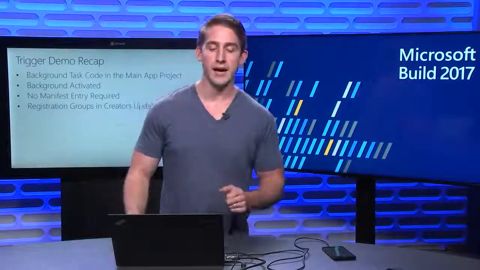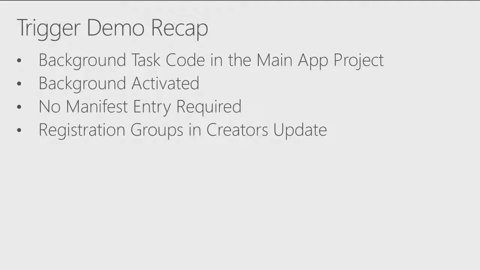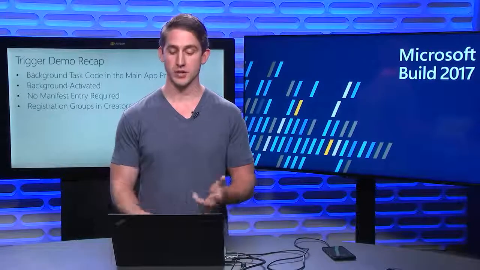So we took a look at moving that background task code into the main app project and out of that separate project. We looked at implementing background activated as the protected overridden method that you can now have as an activation within your application object. We've identified that it's now easier to create an in-process background task because there's no manifest entry required, and it's also no inter-process communication required, and you can also share more code by having it in your application process. And then we also took a look at those background task registration groups, which are introduced in the Creators Update.